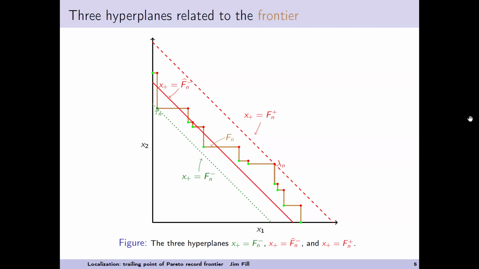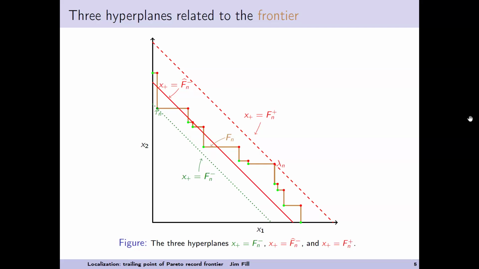And I'm going to call that value Fn plus. F is for frontier. I refer to this brown path as the frontier of the Pareto frontier. And so the value I'll call F sub n, that's the frontier, F sub n super plus. F sub n super minus is the sum of coordinates for the trailing point, okay?